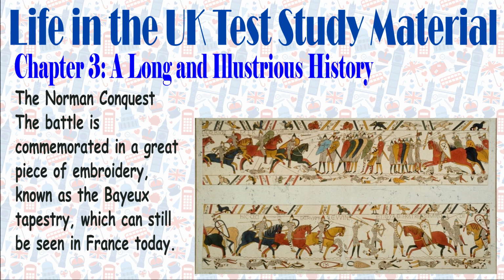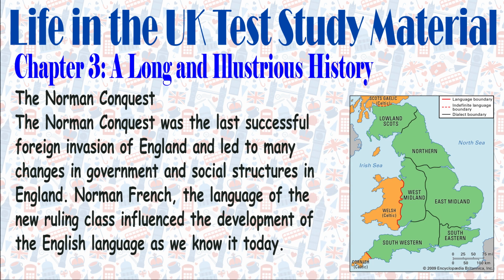William became King of England and is known as William the Conqueror. The battle is commemorated in a great piece of embroidery, known as the Bayeux Tapestry, which can still be seen in France today. The Norman Conquest was the last successful foreign invasion of England and led to many changes in government and social structures in England.